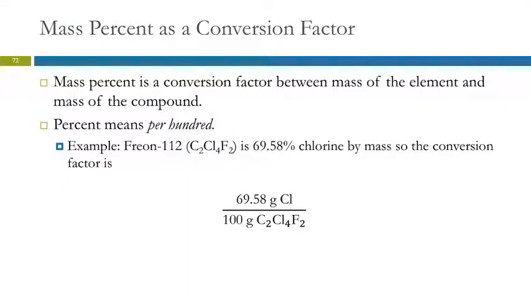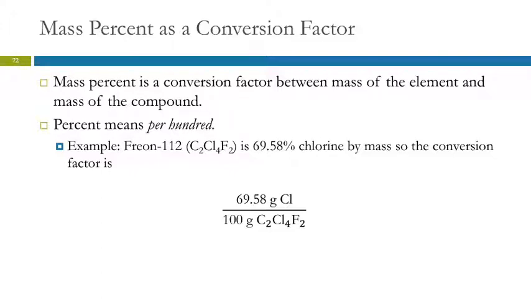We can also use the mass percent as a conversion factor. It will convert between mass of one element and mass of the entire compound. And so here we're going to think about percent in a different way. Percent literally is per 100. So it's how many per 100.